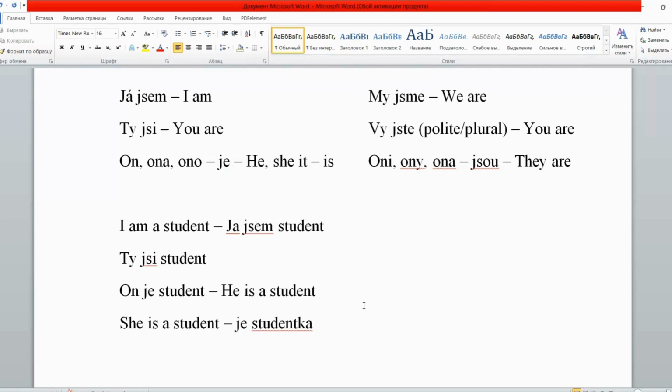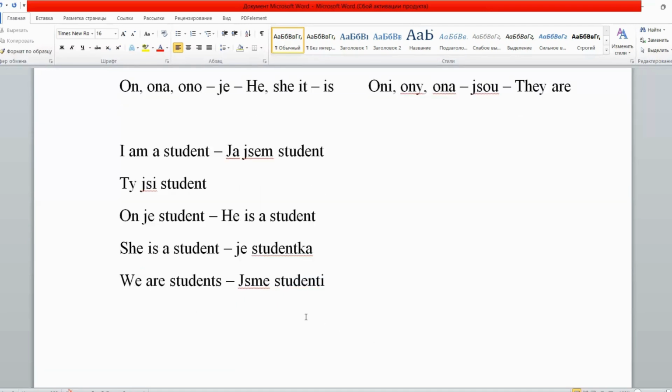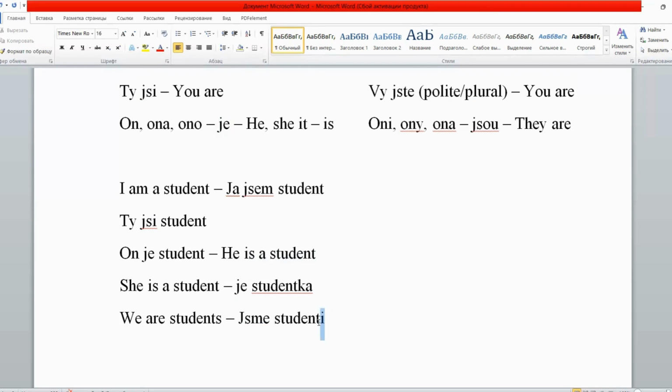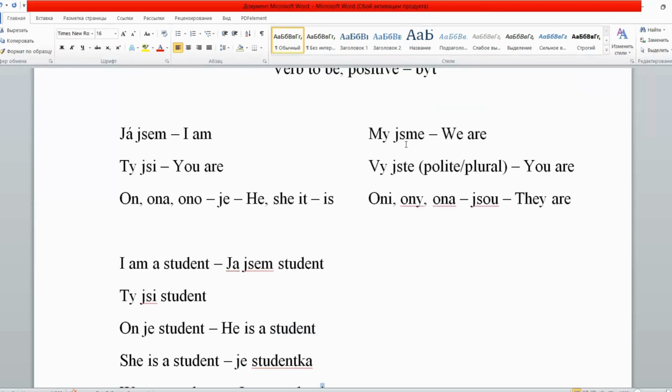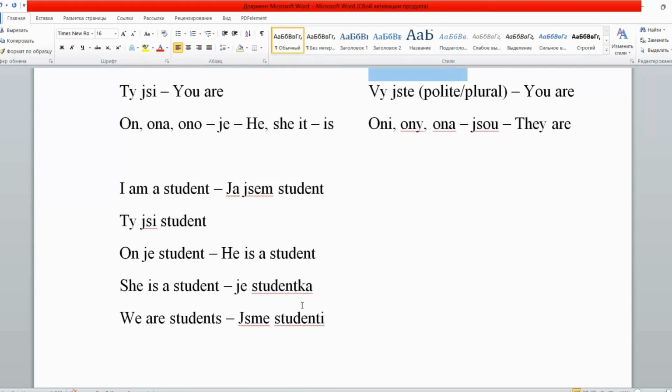Next form. We are students. Let's try. Jsme studenti. Studenti, this form means plural. This plural version, jsme studenti. We are students.